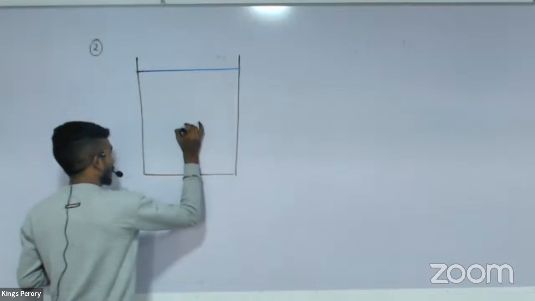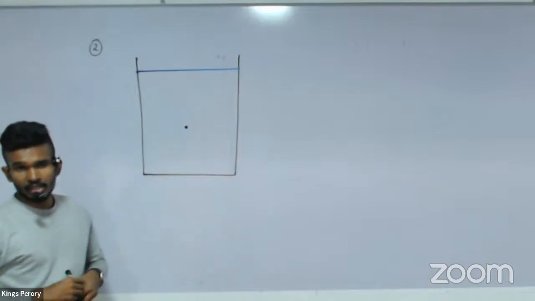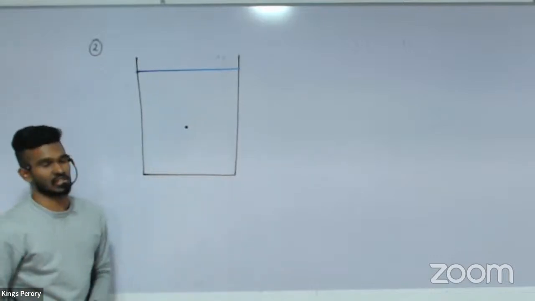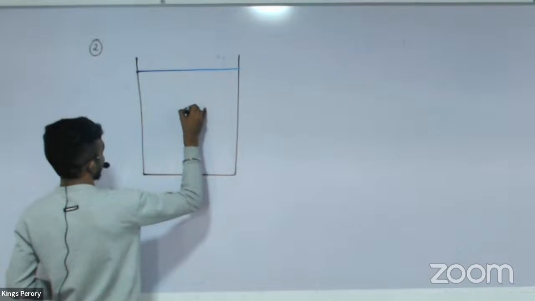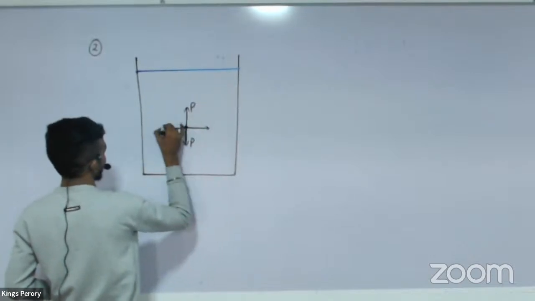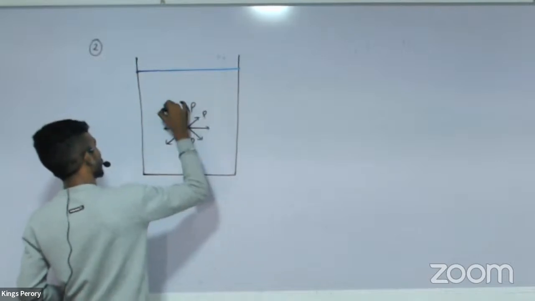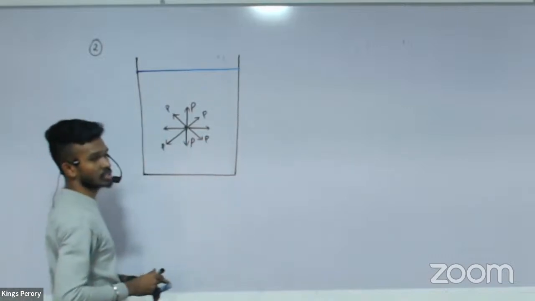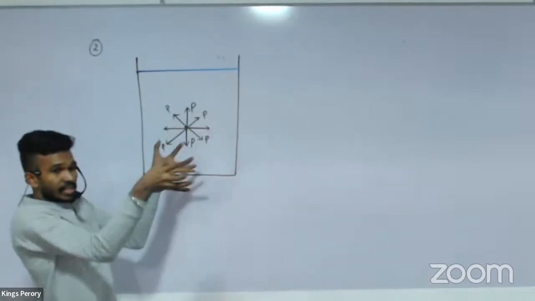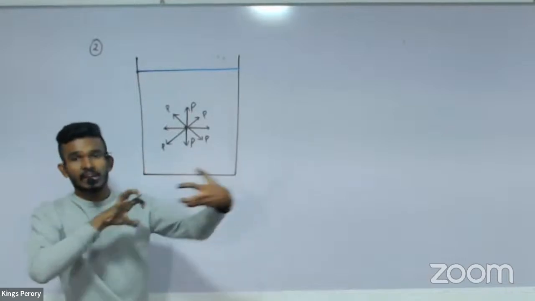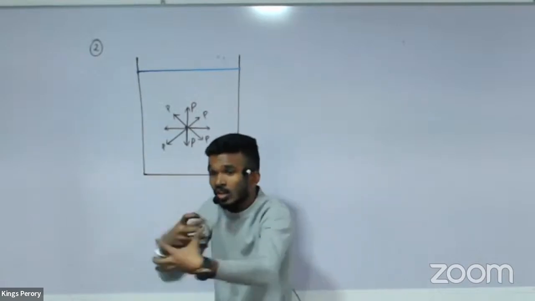At a given point, listen very carefully, hydrostatic pressure at a given point acts in all the direction. The pressure here will act downwards as well as upwards as well as sideways. So in all the direction you have the hydrostatic pressure acting. Don't only think 2D, think 3D. In a spherical way, every side hydrostatic pressure will act.